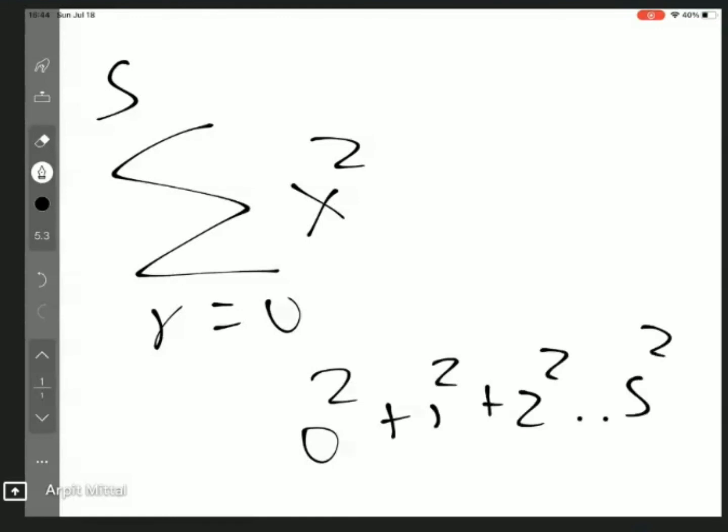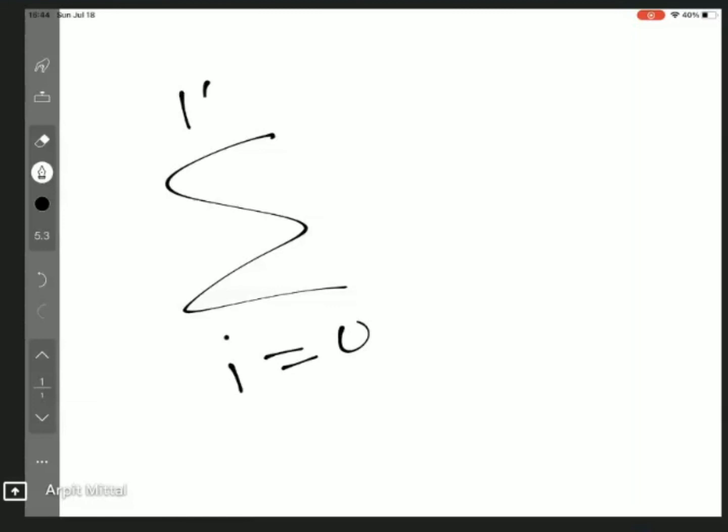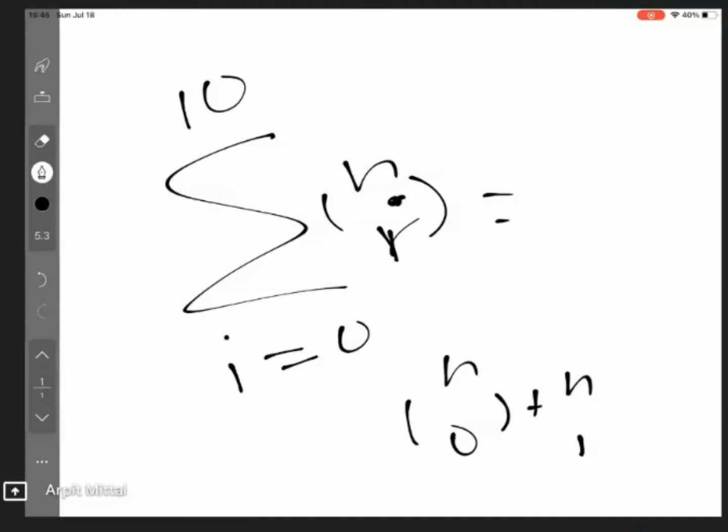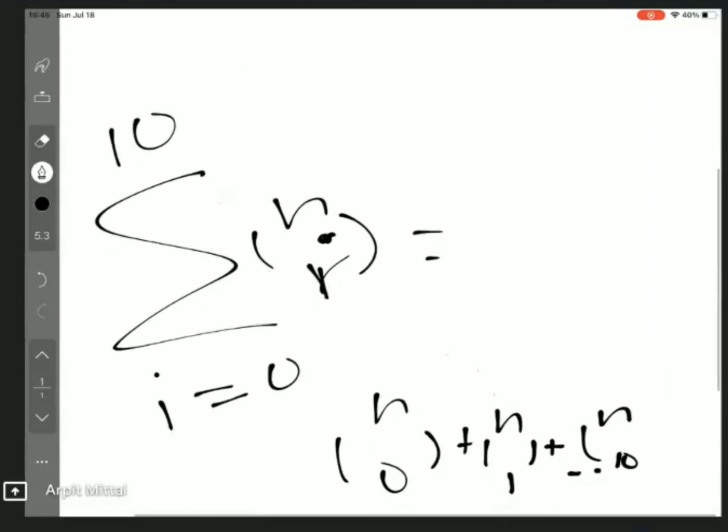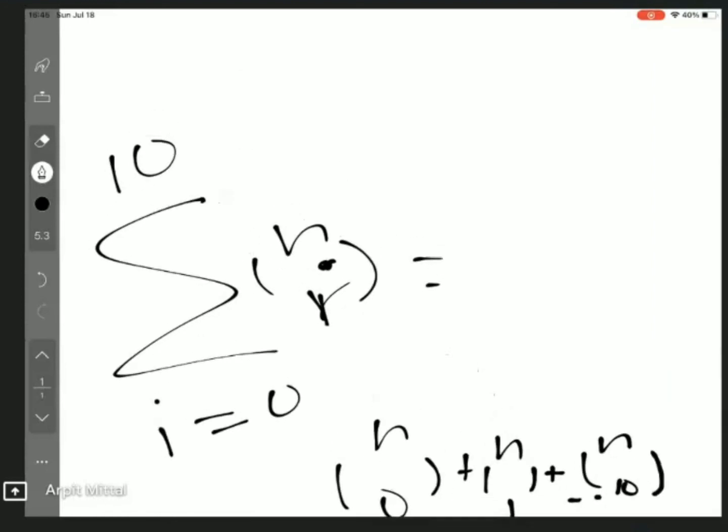Okay. So now let's look at a couple examples of sums so we can get the hang of this new notation. Let's say the sum from i equals 0 all the way to 10 of n choose i. This is equal to n choose 0 plus n choose 1 all the way up till n choose 10. Everyone understand this notation?